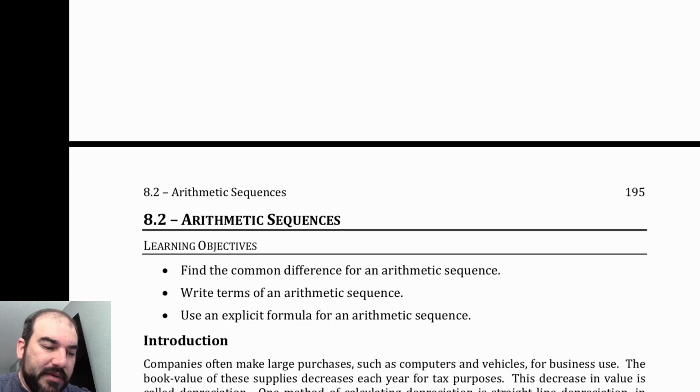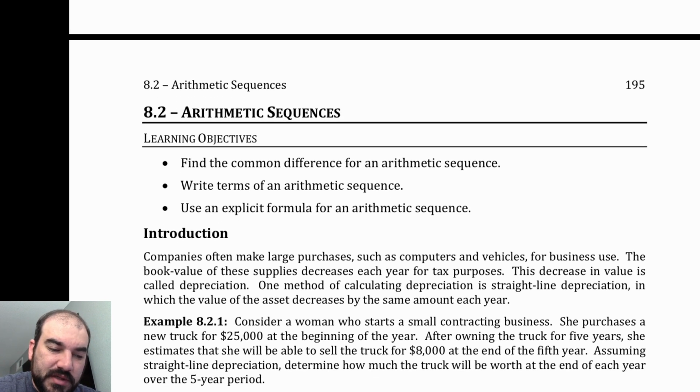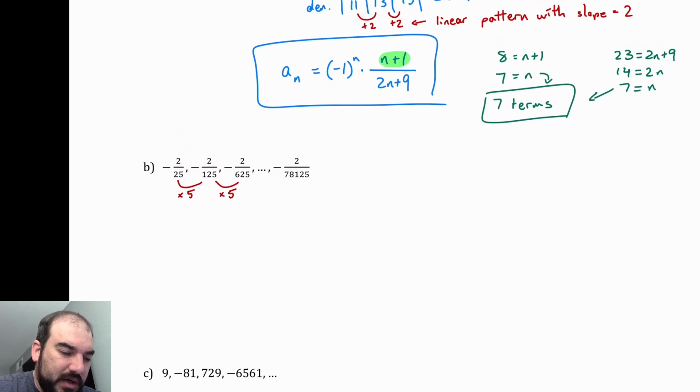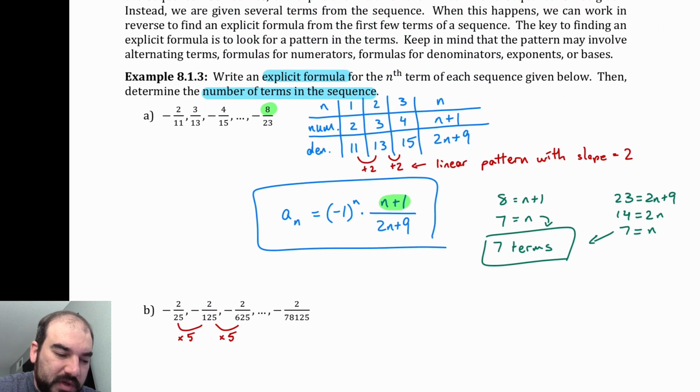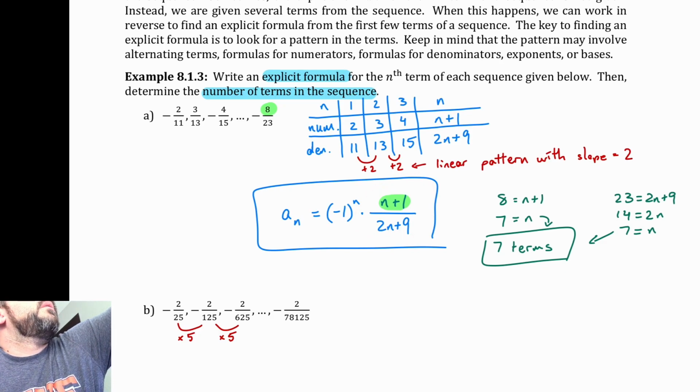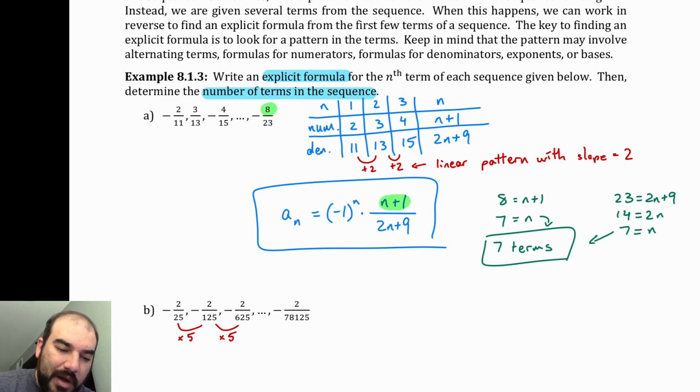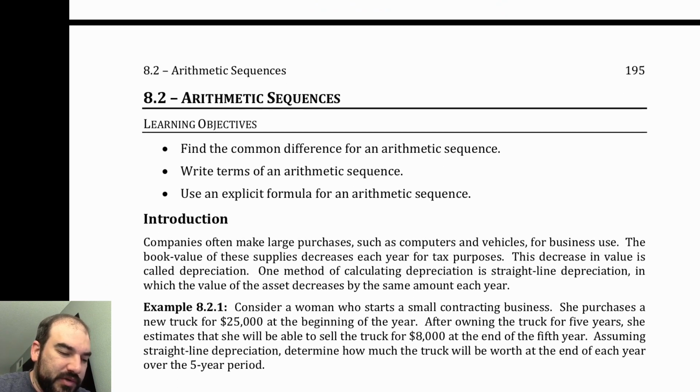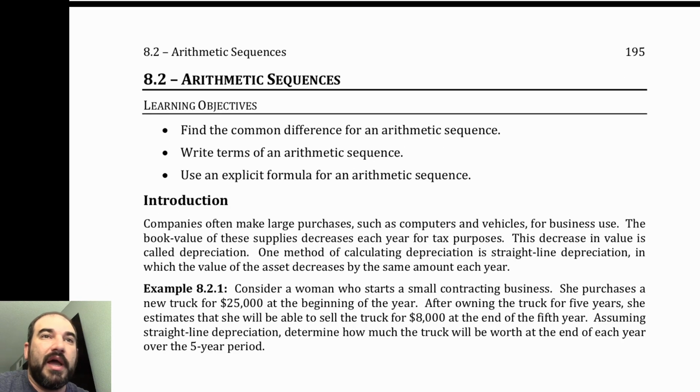Okay, so last time we looked at a general overview of sequences, and we did some observational explicit formula writing where we looked at what was happening from one term to the next, and we related it to the index of the term, and then we wrote a general formula using that observational technique.